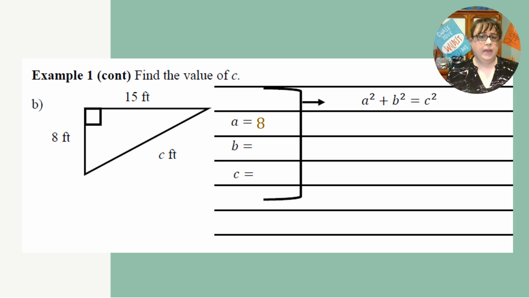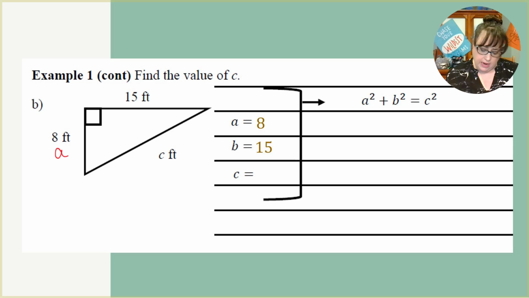So let's go ahead and put A as 8. And you might find it helpful to label the sides, and B as 15. So for example, I might decide to put my letters directly on here so that this says A and this says B. Some people will find that very helpful. But now we're just going to substitute into a squared plus b squared equals c squared.